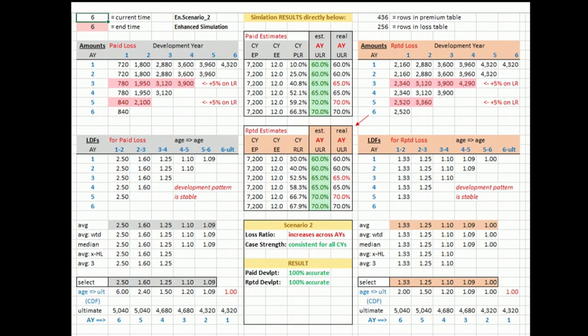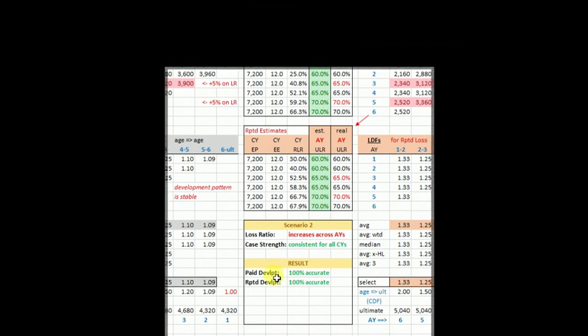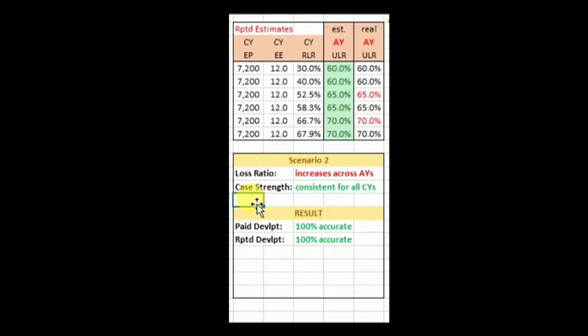Scenario 2 is where interesting things start to happen. We are now specifying increases in the real accident year loss ratio over time. So for accident years 1 and 2, we are specifying a loss ratio of 60. For accident years 3 and 4, that gets bumped up to 65. And for accident years 5 and 6, that gets bumped up to 70 by the simulation that's generating this data.